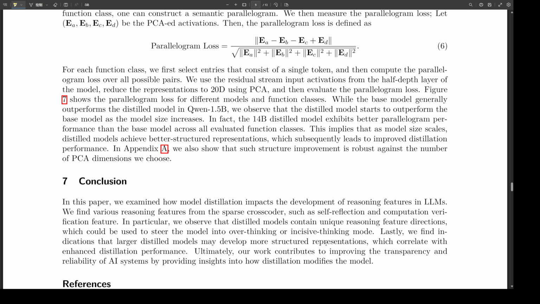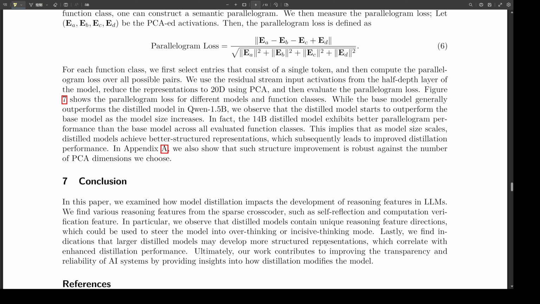Exactly. So what did they find when they compared the original models to the distilled ones? Did distillation mess up the AI's organizational system? Well, the results were actually quite nuanced. They found that in smaller distilled models, the parallelogram loss was a bit higher than in the original models. So it's like cramming all of your books onto a smaller bookshelf. Things might get a little disorganized. That's a great analogy.